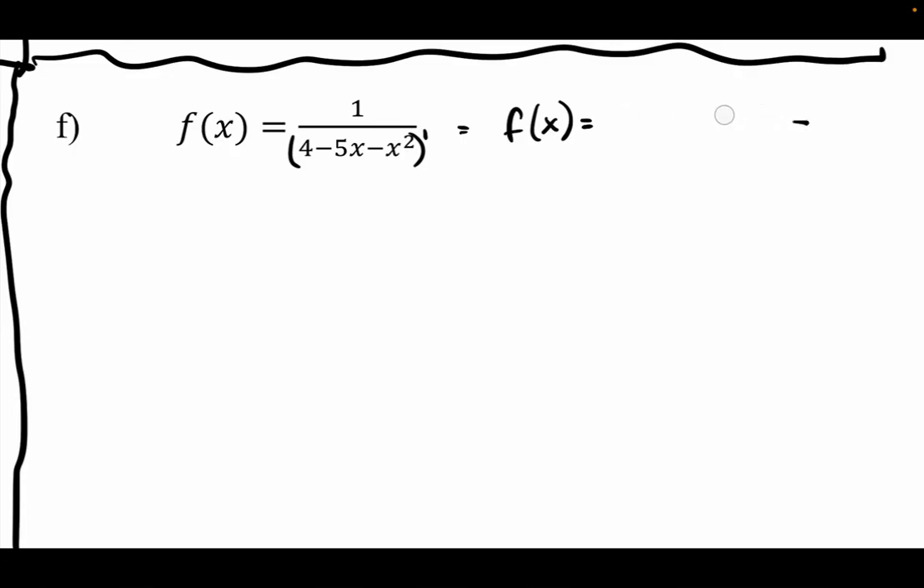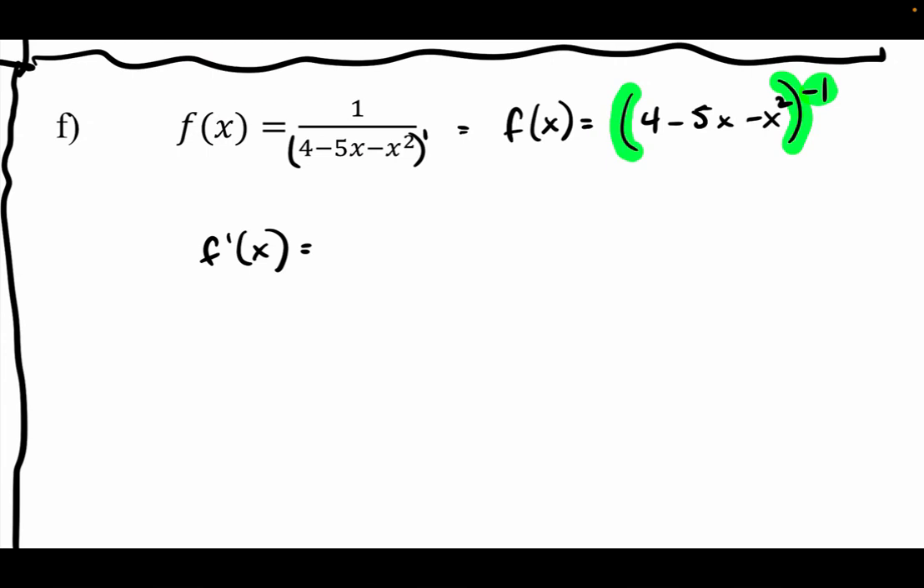So why did I write a fraction? 4 minus 5x minus x squared to the -1 power. Okay. Something to the -1 power. Well, something to the -1 power, I would move the power to the front, rewrite everything that was in there, subtract a power, chain.